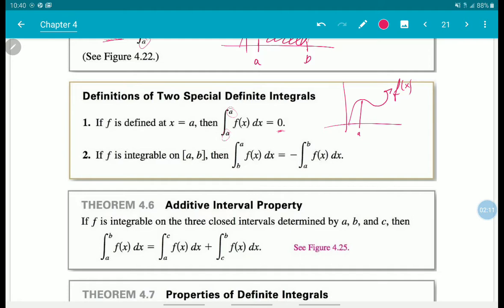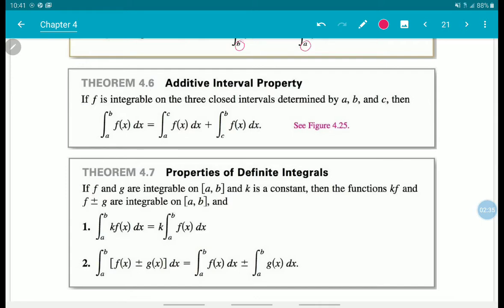That second definition, if we have something that we could integrate, it's integrable between a and b, then if we switch those limits of integration, notice b's on the bottom here, and then a's on the top, then what will happen is it will change that sign of that integral.